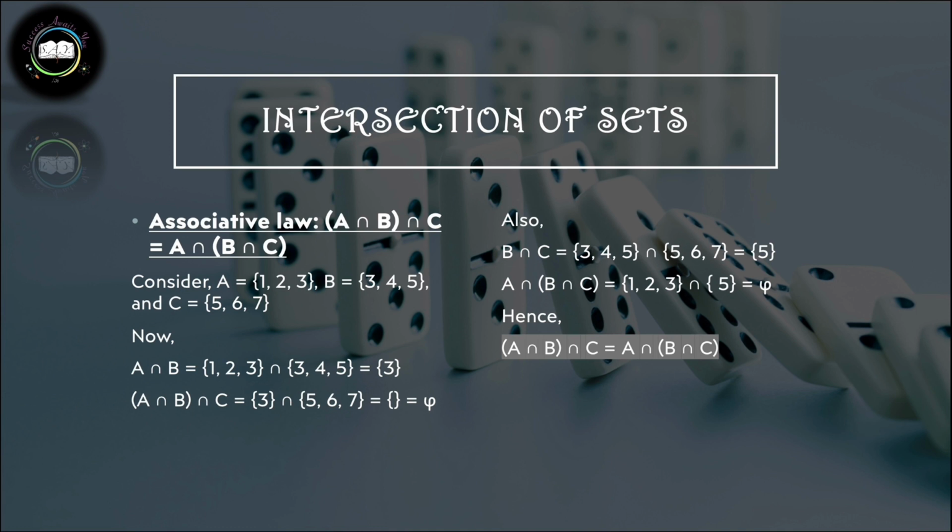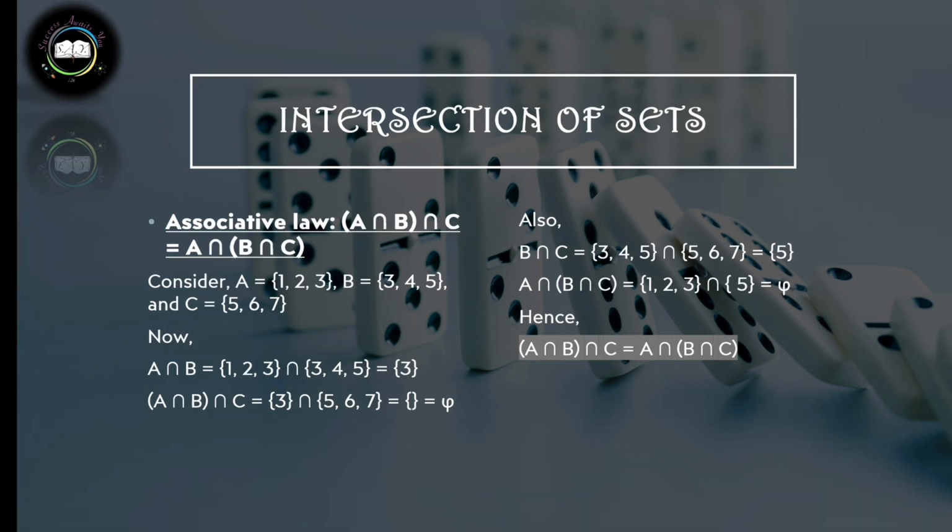Now consider the right-hand side. First solve B intersection C. The common part is only 5. Now solve for the whole, and again, the common part is a null set. Hence, the associative law is proved.